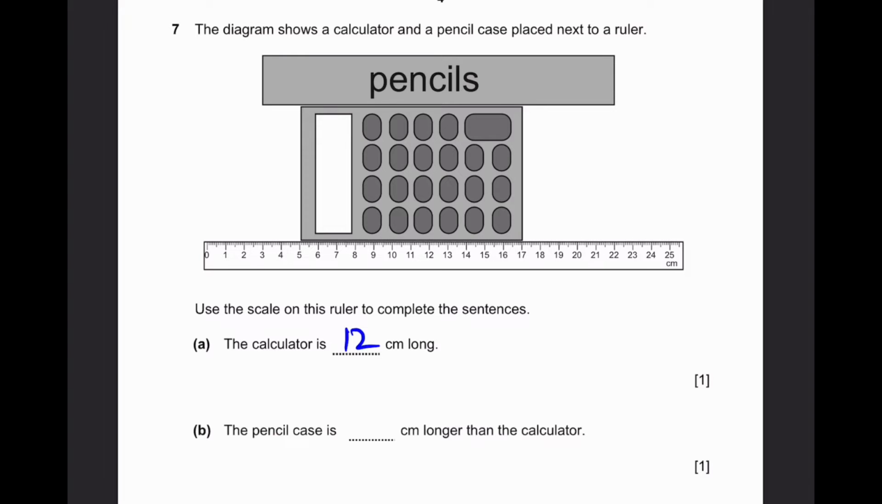B. The pencil case is dash centimeter longer than the calculator. So we draw a line straight down from the pencil case. We will get to about 3. And if we draw a line from the other side, we'll get to about 22. So the length of the pencil case is 22 minus 3, 19 centimeters. The calculator is already known to be 12 centimeters. So pencil case is 19 minus 12, which is 7 centimeters longer.